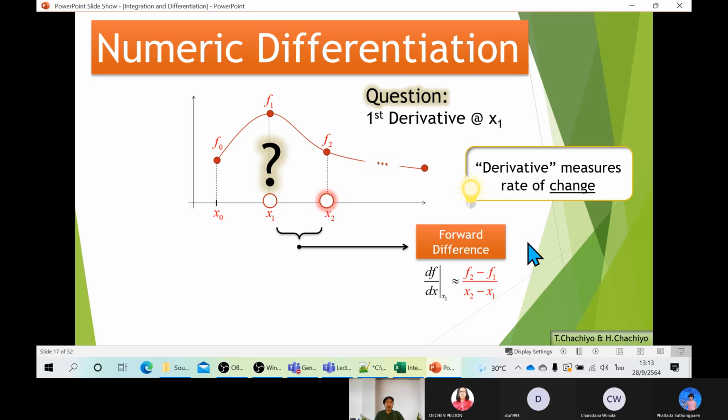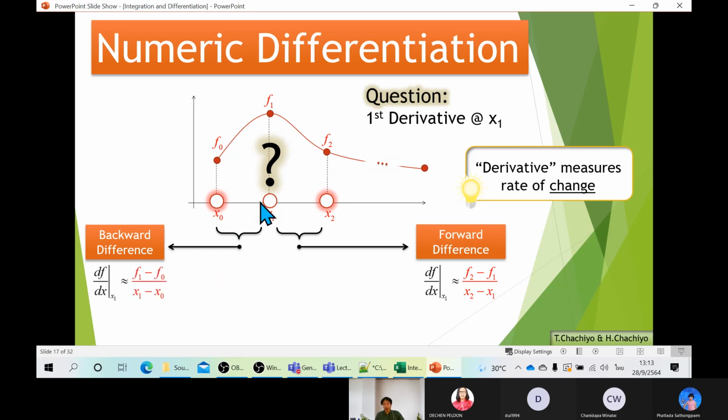Okay. Now there are other ways to do that. For example, I can use instead the backward point. Again, the point x1 is the point I want to know the information. But I also know the point on the left of x1, which is x0. So I just take f1 at this point minus the previous point and divide by the difference of the x. And we call this method backward difference. So just different ways to do the same thing. Now you are going to get different numbers, different predictions for these two methods.